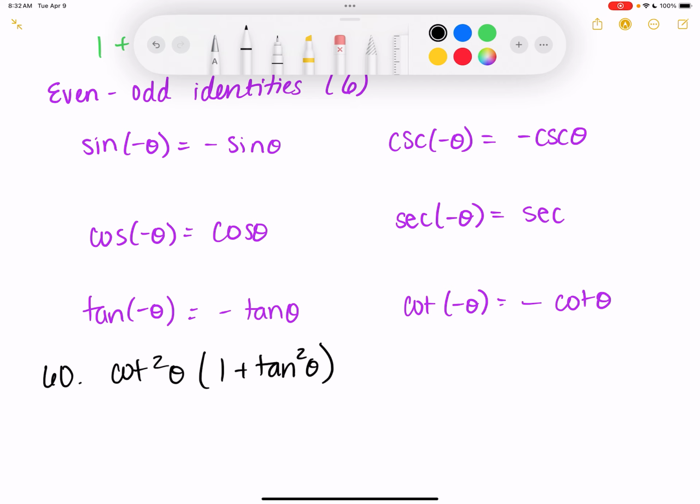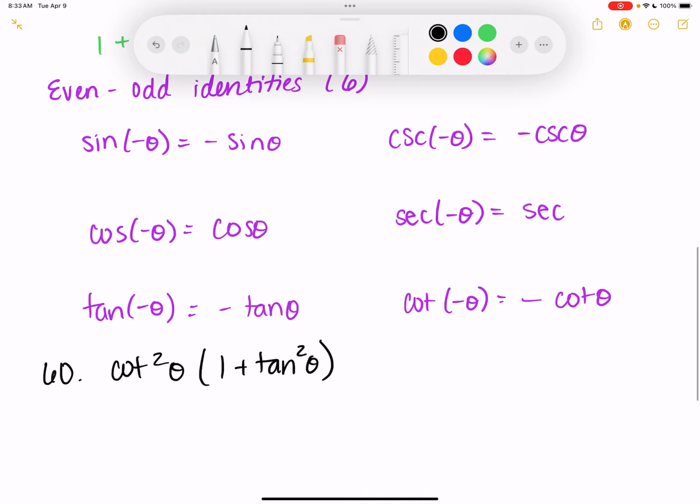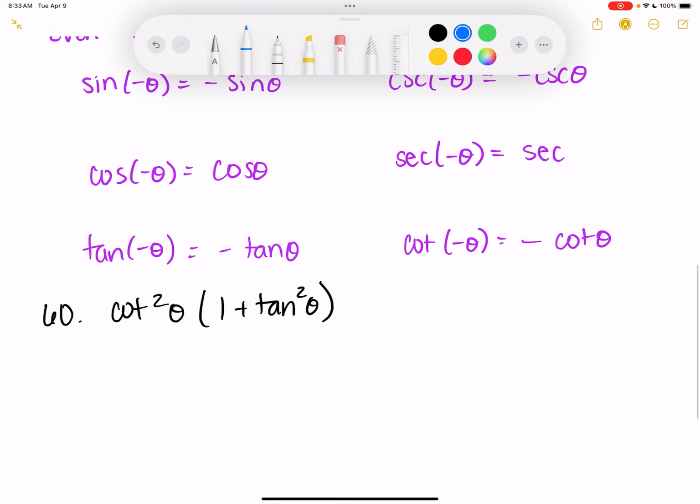The Pythagorean identities. So does one of them have something like 1 plus tangent squared, or maybe a manipulation of that? What is that equal to? Secant squared. So I'm going to first of all rewrite this as cotangent squared theta times secant squared theta.